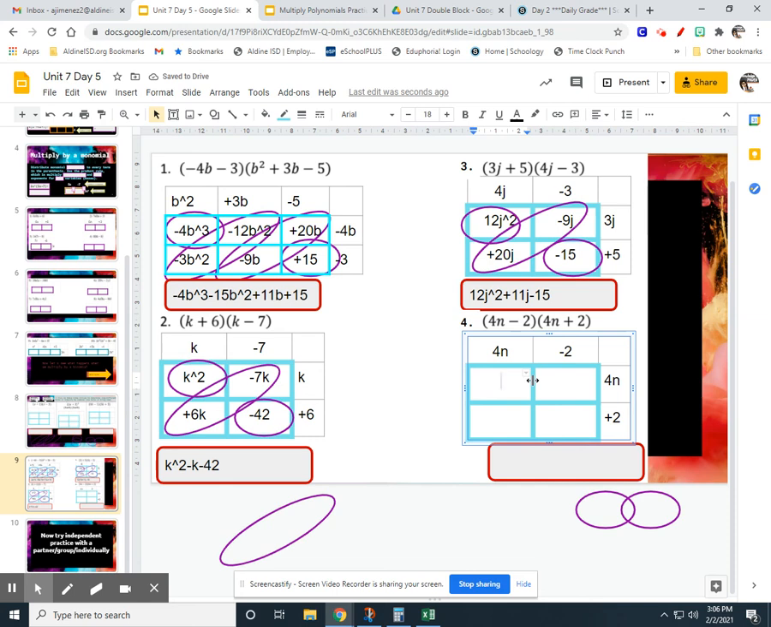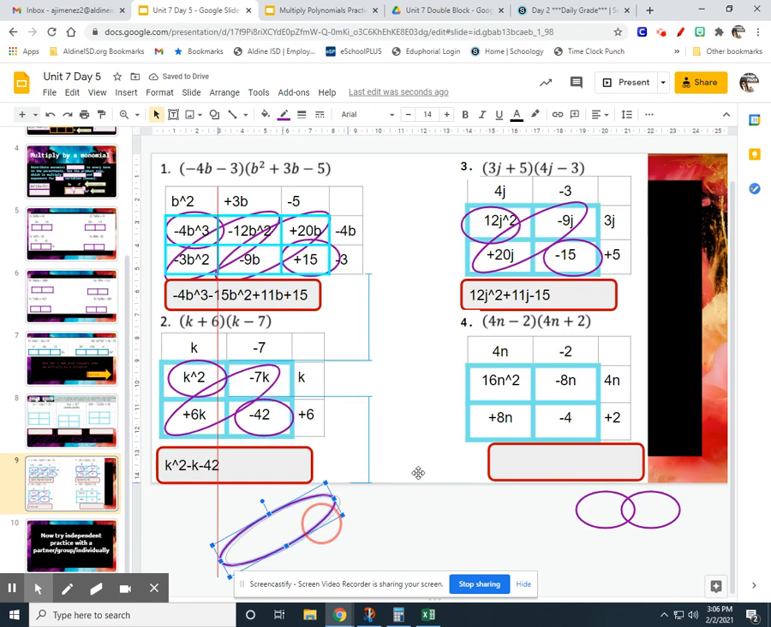All right, here, 4 times 4 is 16n squared because I added the exponents for the n. Negative 2 times 4 is negative 8, and I bring over the n because the 2 doesn't have one. And I can't add exponents if I don't have more than one letter. So 4 times 2 is a positive 8n, and then negative 2 times positive 4 is negative 4.